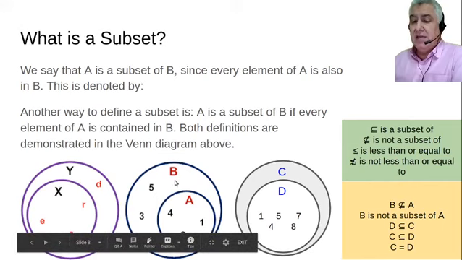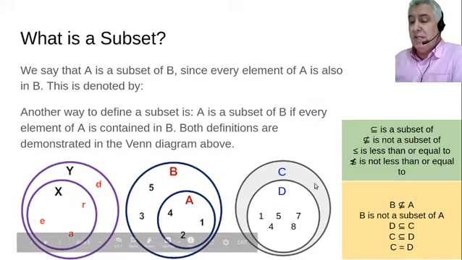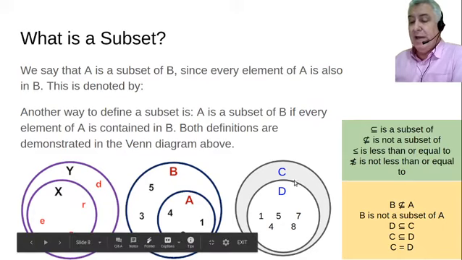So A is a subset of B, but B, all the elements of B are not in A. There's a 5 and there's a 3 that is not in A. Therefore, B is not a subset of A. Y is not a subset of X. Let's look over here. I have two sets. D has 1, 4, 5, 7, and 8. C also has 1, 4, 5, 7, and 8. So in the Venn diagram here, we can see that D is a subset of C.